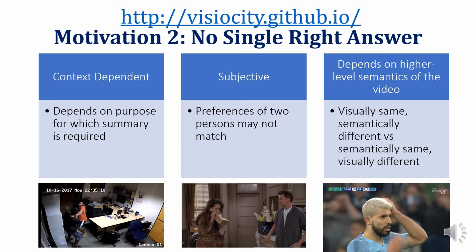Subjectivity, because two persons who are creating the ground truth may have very different preferences. Let's say even watching a TV serial like Friends, two summaries could be very different based on their likes. And also there's dependence on the high level semantics of the video. For example, visually same and semantically different. A goal nearly scored versus a goal actually scored. Right? So visually they could be very same, but semantically mean very different.